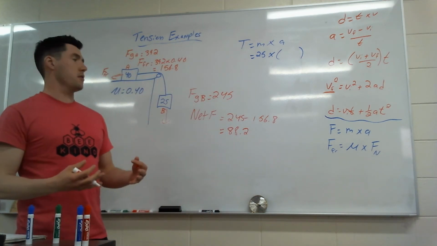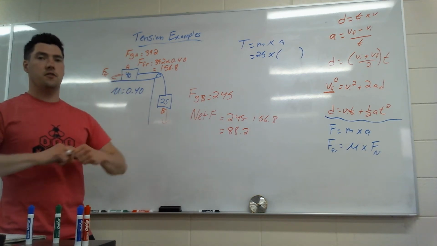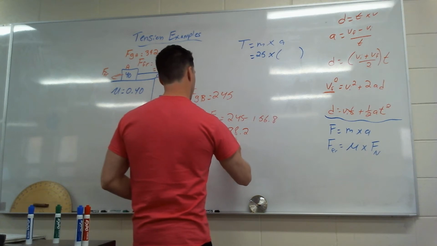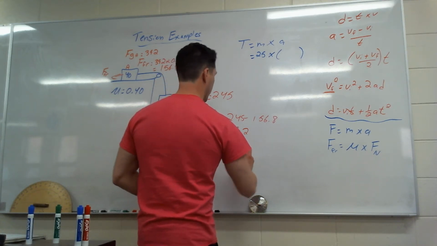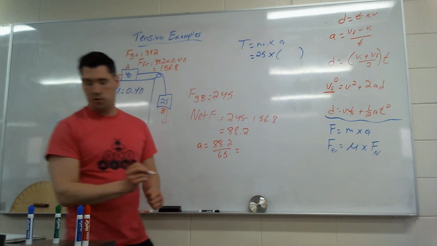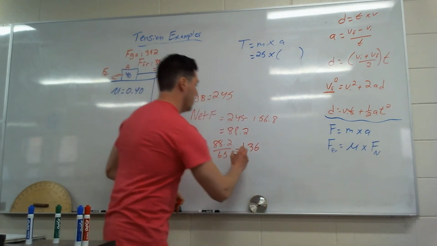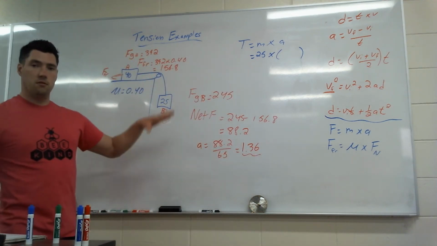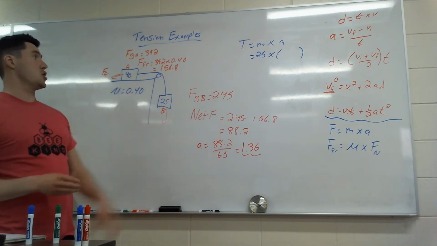Let's get my acceleration, for which I'm going to use my total mass, because these are tied together. So acceleration equals 88.2 divided by 65. I have an acceleration of 1.36. Okay, so there's my acceleration. There's a little review of how to do this type of question. Now, let's go through how to find tension.